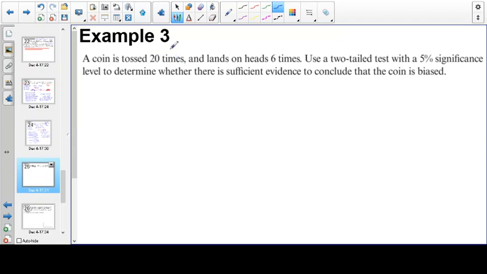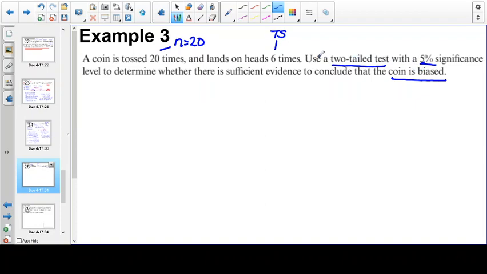A coin is tossed 20 times. So that's n is 20. And lands on heads 6 times. That is our test statistic. Two-tailed test, 5% significance level, to determine whether there is sufficient evidence to conclude that the coin is biased. Okay, so we're concluding that the coin is biased. It doesn't say in what way, which is why it's a two-tailed test.